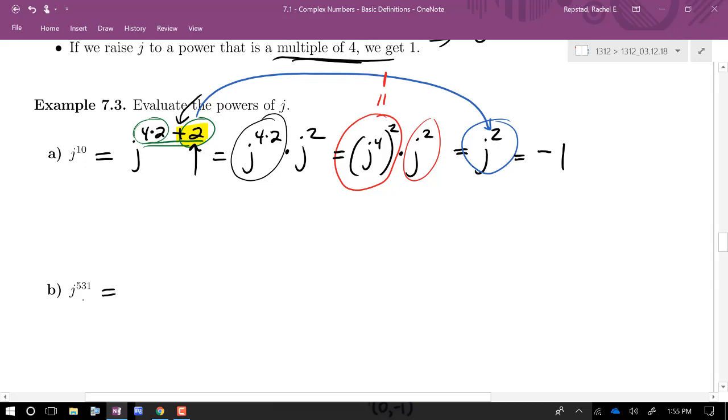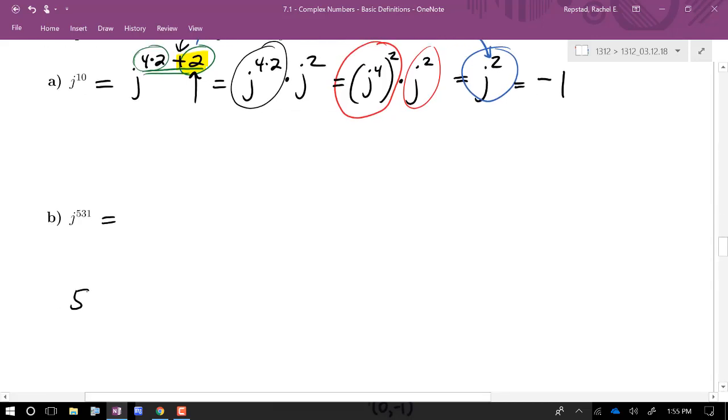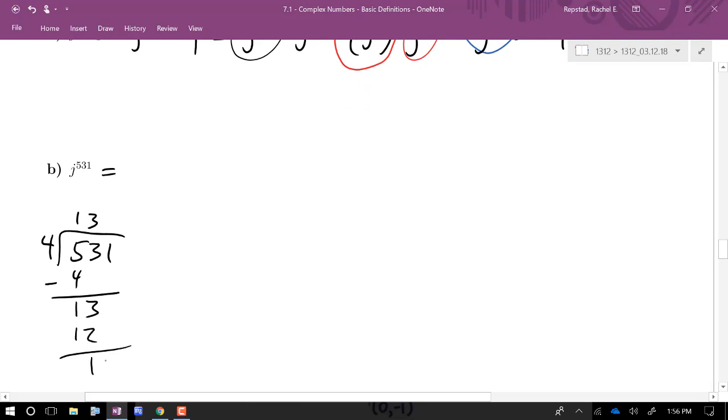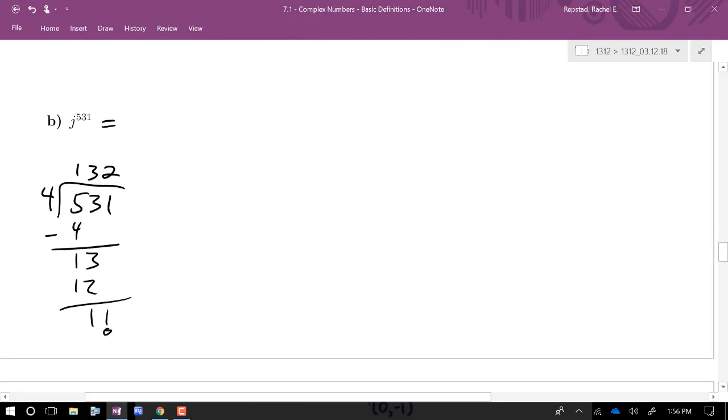So if I want to figure out what j raised to the 531 power is, I'm going to take 531 and divide it by 4. 4 goes into 5 once. 4 goes into 13 3 times. 12. 4 goes into 11 twice. So then that's 8 with 3 left over. So the upshot of this is that j to the 531 is equal to j cubed.